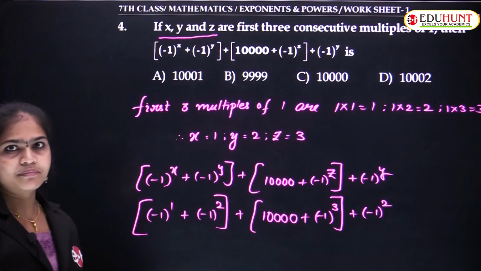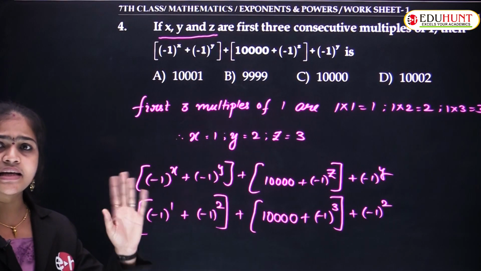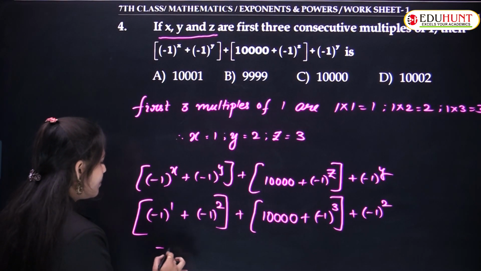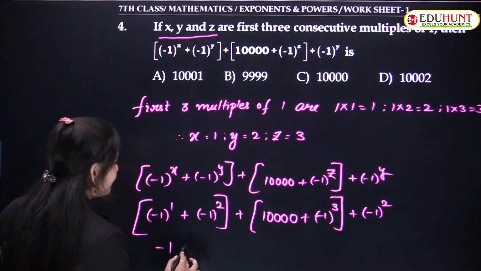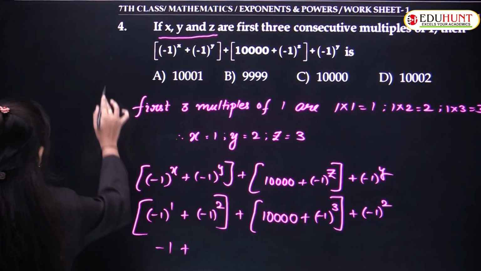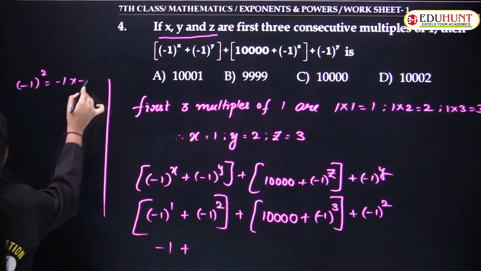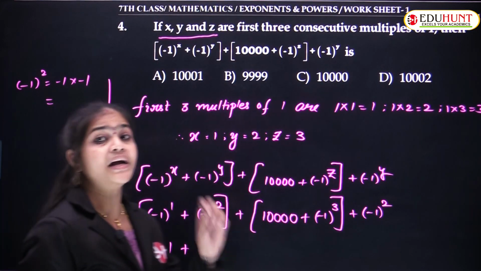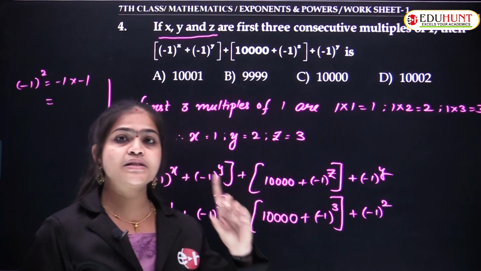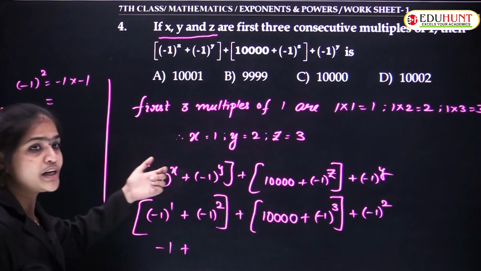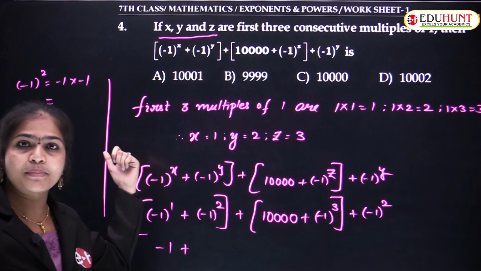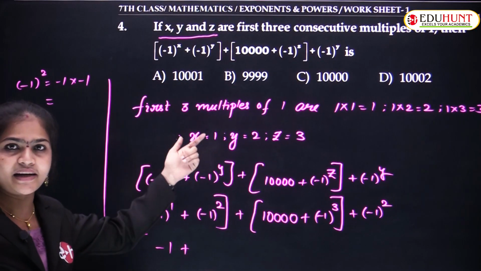Minus 1 power 1, which means minus 1 only one time is there, so its value is equal to minus 1. Plus (minus 1) whole square. Minus 1 whole square means minus 1 multiplied by itself how many times? 2 times. So a negative number multiplied by itself 2 times becomes positive only, no? Minus into minus is plus.